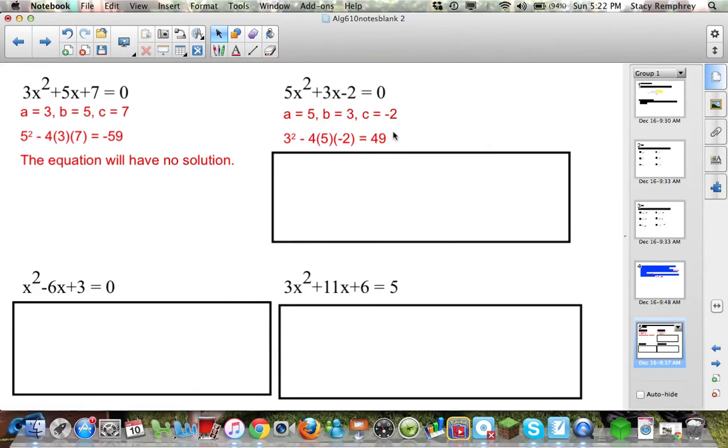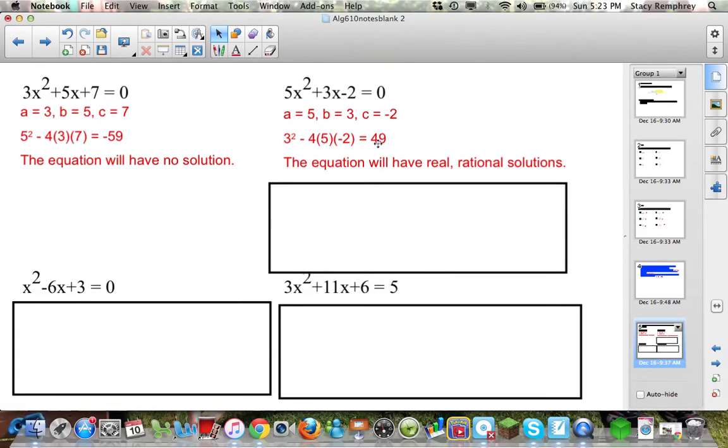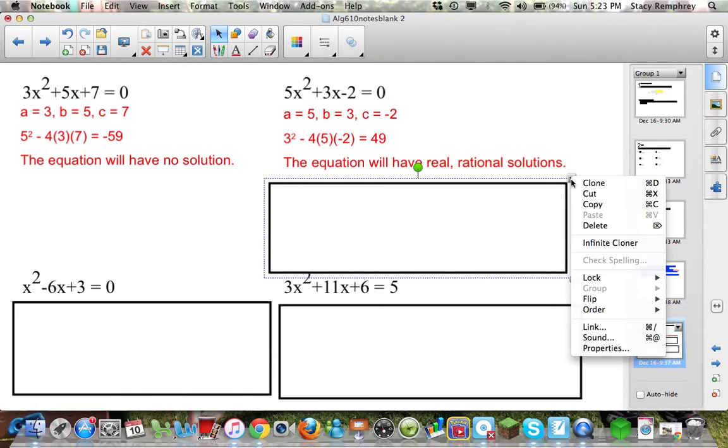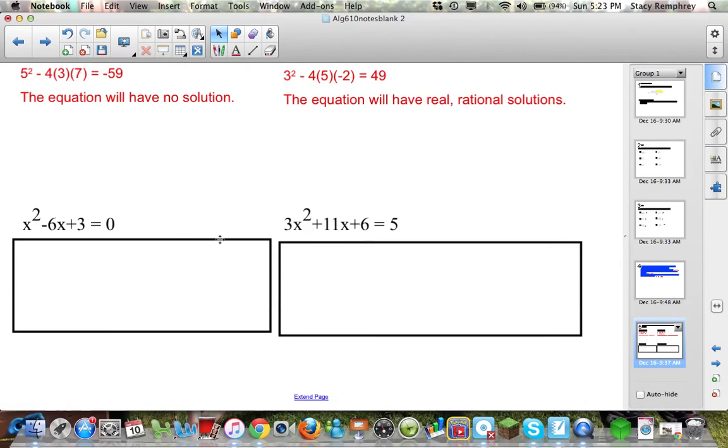Well, 49 is a perfect square. And when it goes back under the square root in the full quadratic formula, that's going to result in a rational number. So what my answer would be is the discriminant is 49. The equation will have real rational solutions. So that's what my result is going to be. You're going to say what the discriminant is and what that means.